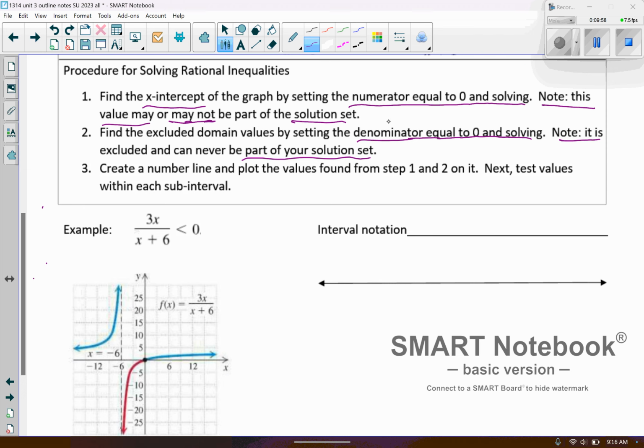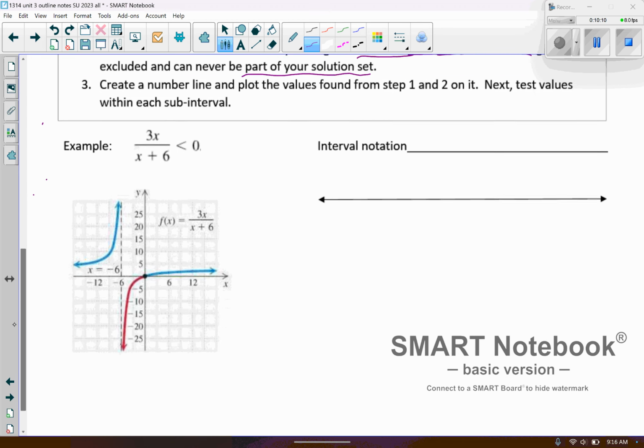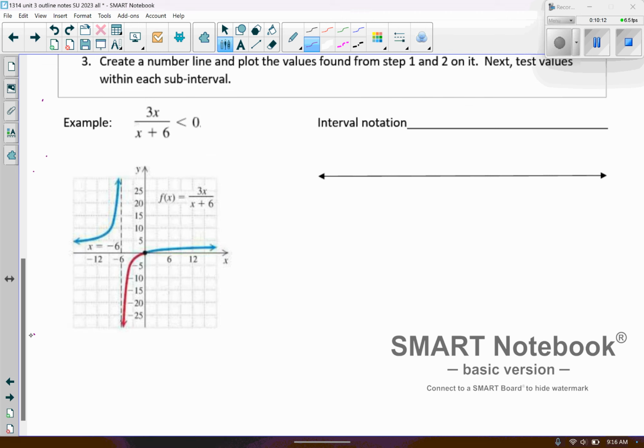So then step 3, this should be familiar. You're going to plot the points from steps 1 and 2 and then test values within the subintervals. Okay, so let's go ahead and jump in. On this first one, once again, I actually do give you a picture. You won't always have the picture, but it helps you visualize what's taking place. So we have this expression right here, 3x over x plus 6 is less than 0.